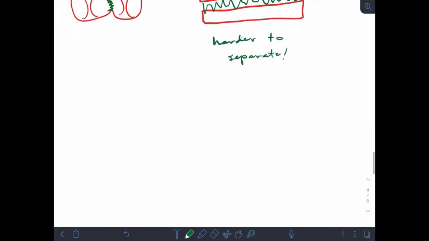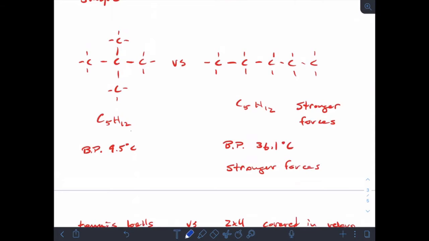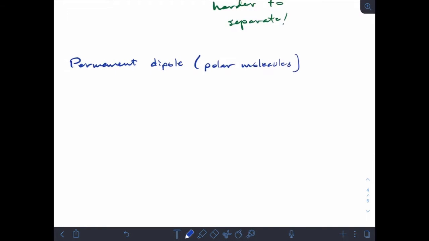Okay, so our next intermolecular force results from a permanent dipole. And that results from polar molecules. With dispersion forces, if the only thing that you can do is dispersion, it has to be a nonpolar molecule. Looking back at our examples here, C5H12, these are nonpolar molecules, so the only thing that they are capable of doing is dispersion. But if I have polar molecules, now I have a permanent dipole.